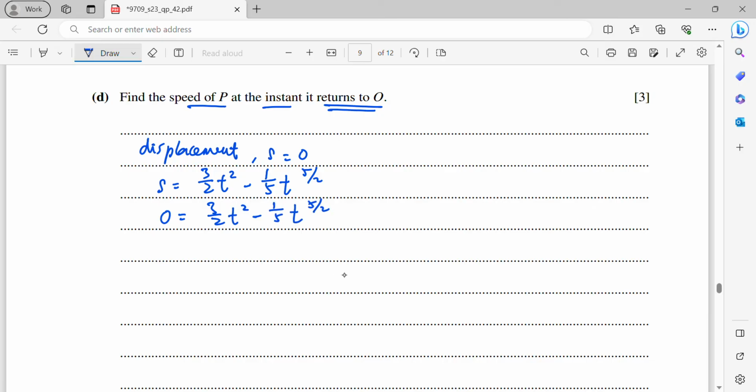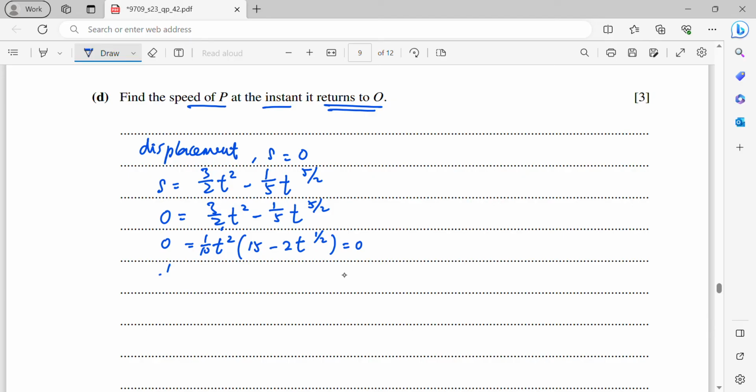Then 3 over 2 t squared minus 1 over 5 t to the power 5 over 2, and factorize the common term. Let's say I factorize t to the power of 2. You may factorize 1 over 10 because here you have 2 and 5. So let's say I factorize 1 over 10 t squared, then it will be easier. When I factorize 1 over 10 from 3 over 2, it will be 15. Then minus 1 over 5: from 1 over 5, you factorize 1 over 10, and you have 2. So then it will be t to the power of half equals 0.